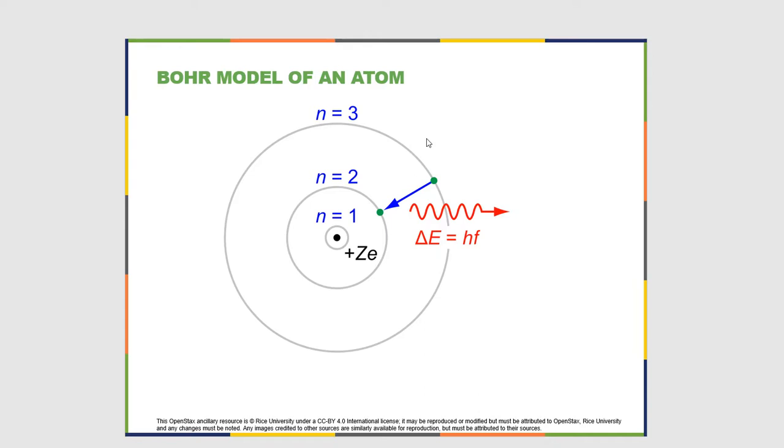Now, if this is a hydrogen atom, it would have one electron. And that one electron would be in one of these energy levels. If the electron were in what is called the ground state, the lowest energy level state, it would be in n equals 1. But it could be excited to n equals 2 or n equals 3 if you add some energy.